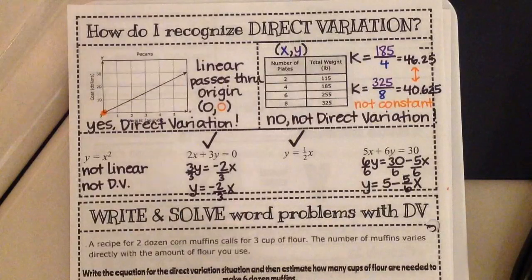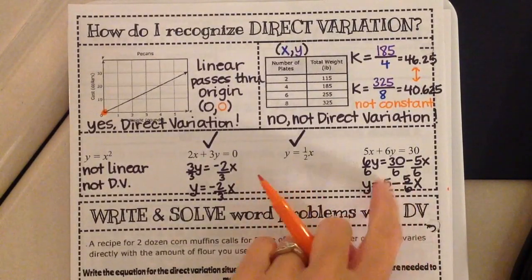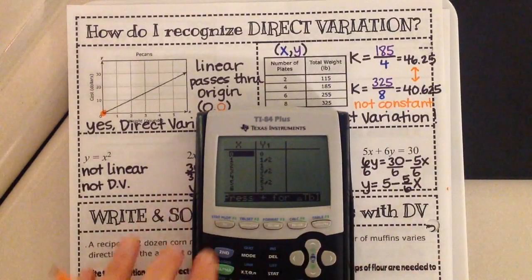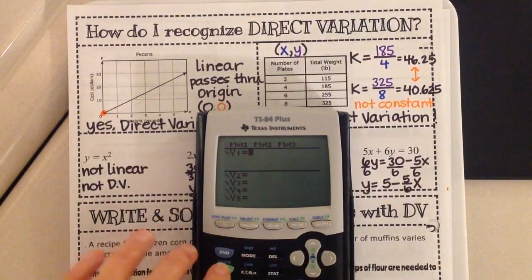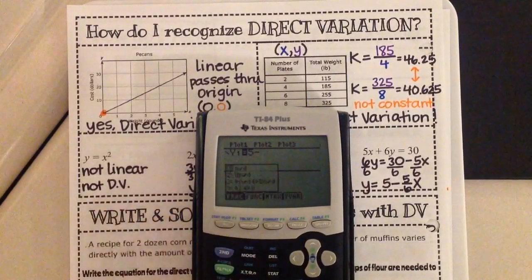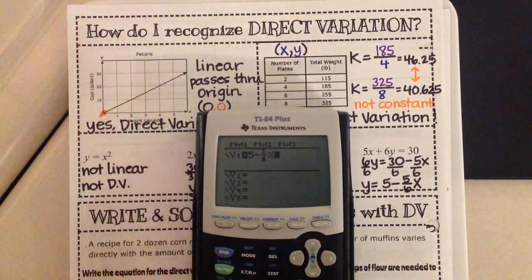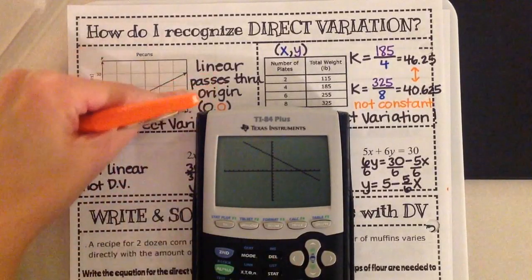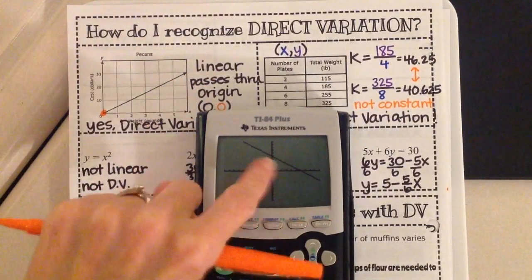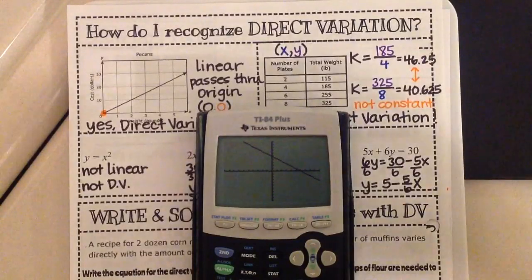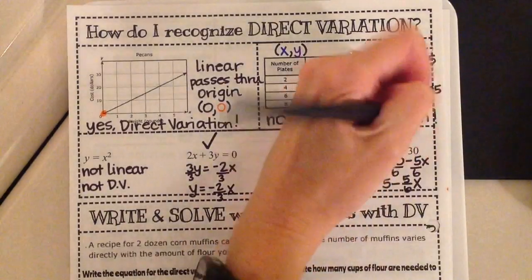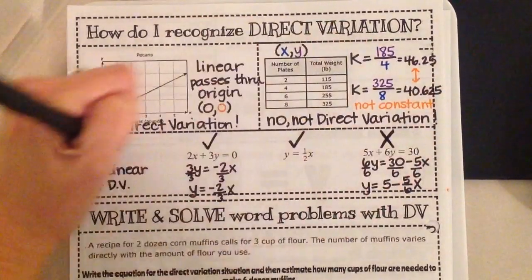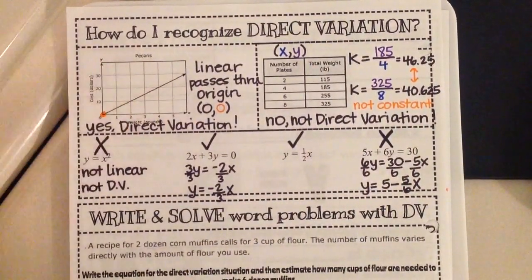Okay, so I noticed right off the bat I'm in y equals mx plus b format. But I noticed that I have a y-intercept, so I'm going to double check again to make sure that it's linear. So I'm going to type in 5 minus 5/6 x, and I'm going to hit graph. And if you notice, yes, it is linear, but it also has to pass through the origin. This does not pass through the origin, which tells me that this is not direct variation. So I'm going to put an X above this one. It's linear, but it's not going to pass through the origin.